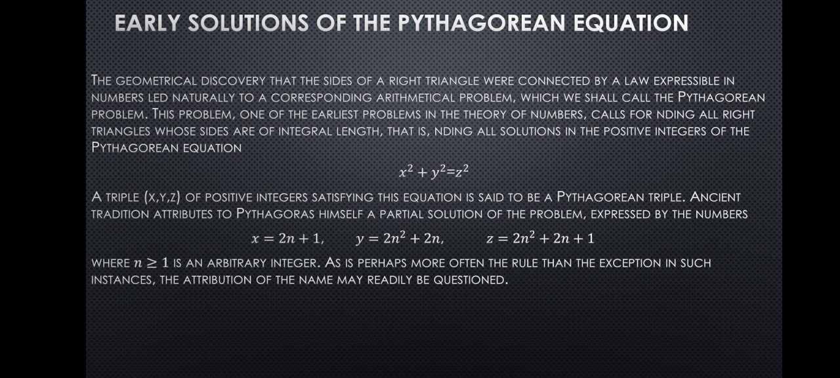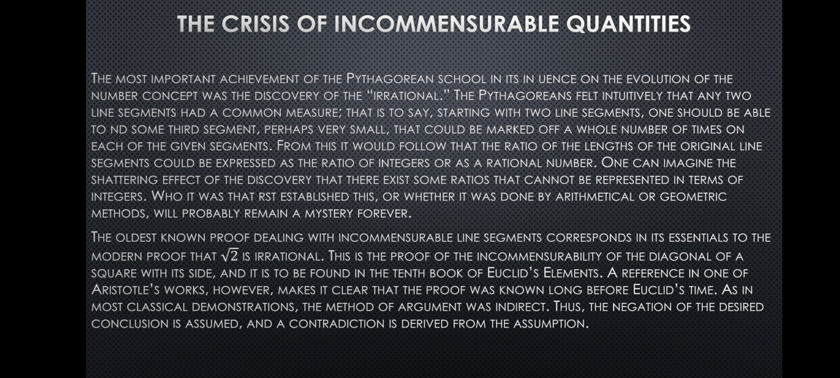A triple x, y, and z of positive integers satisfying this equation is said to be a Pythagorean triple. Ancient tradition attributes to Pythagoras himself a partial solution of the problem, expressed by the numbers, where n greater than 1 is an arbitrary integer, as is perhaps more often the rule than the exception. In such instances, the attribution of the name may readily be questioned.